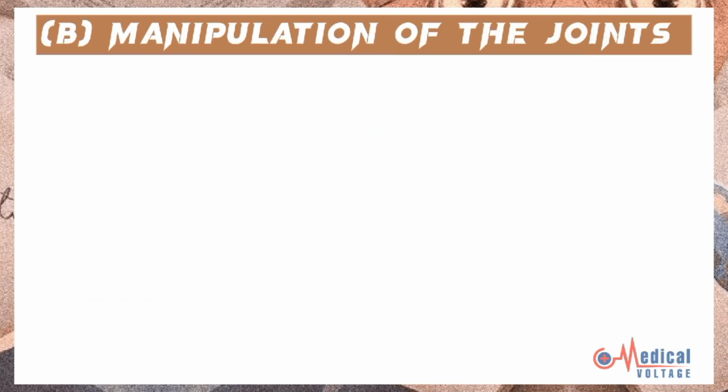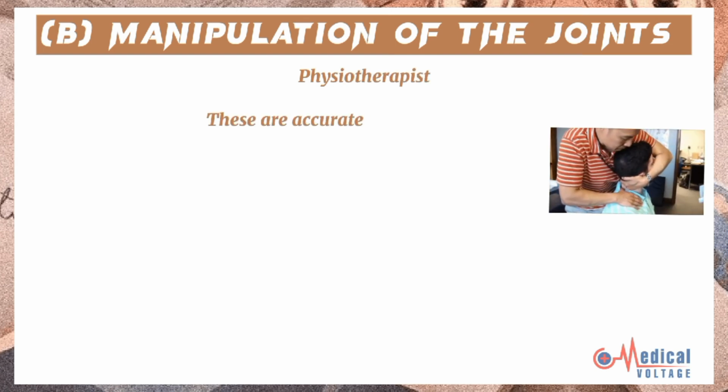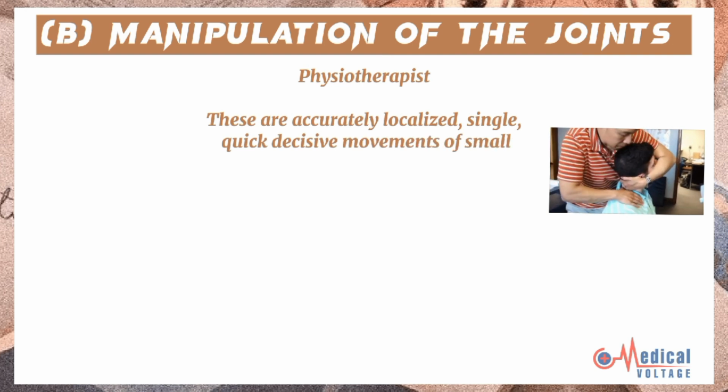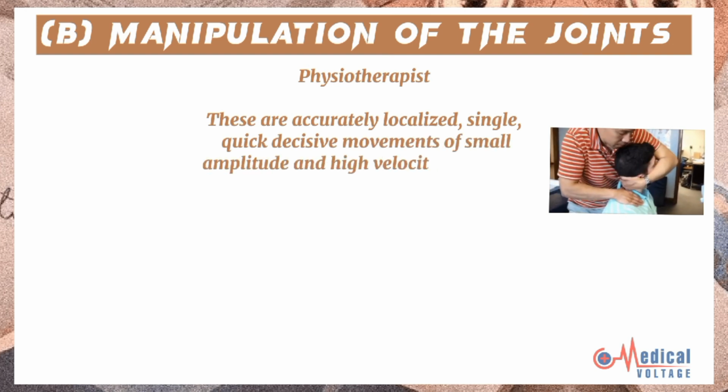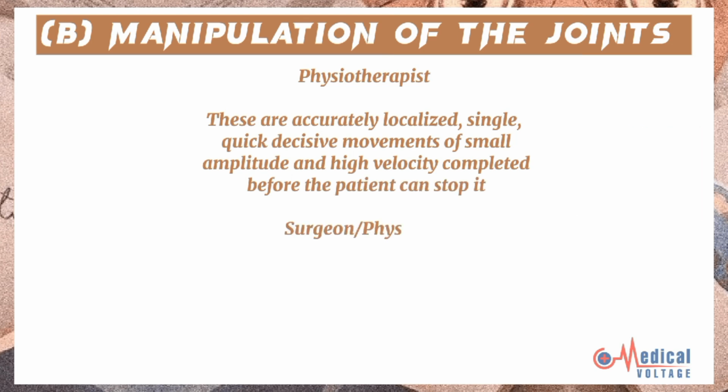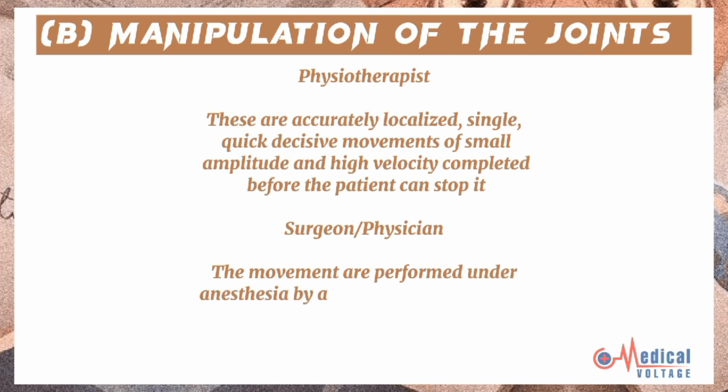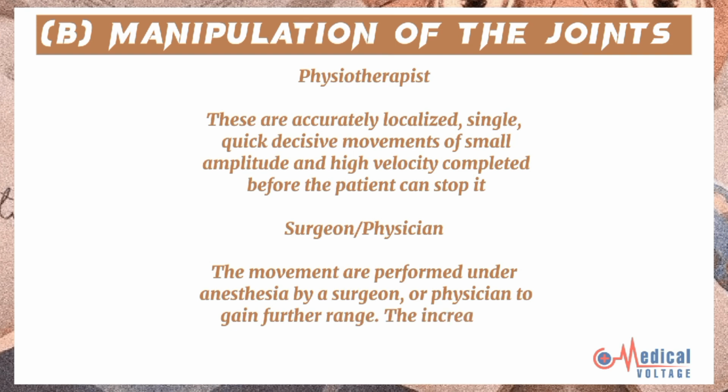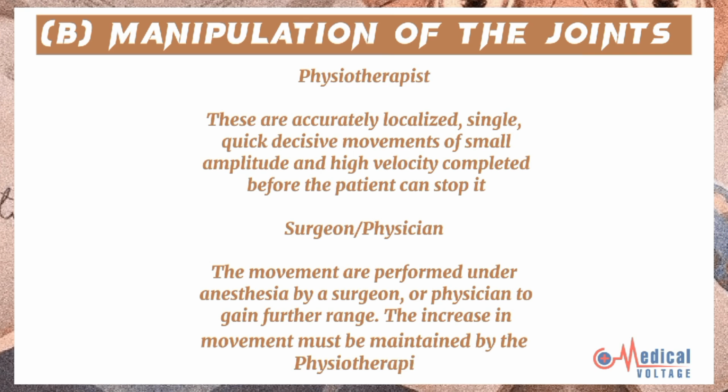3. Manipulation of the joints. Physiotherapist: these are accurately localized, single, quick, decisive movements of small amplitude and high velocity, completed before the patient can stop it. Surgeon or physician: the movements are performed under anesthesia by a surgeon or physician to gain further range. The increase in movement must be maintained by the physiotherapist.